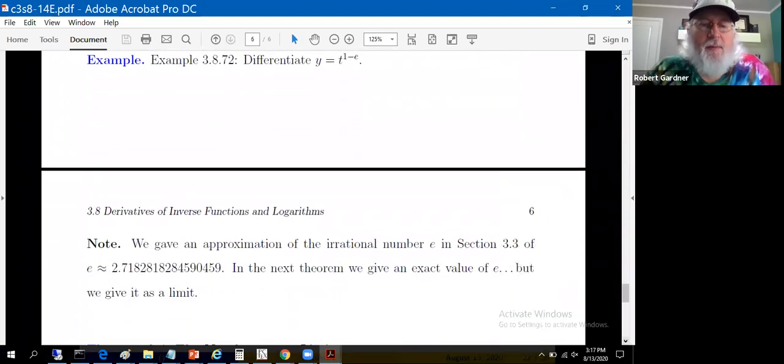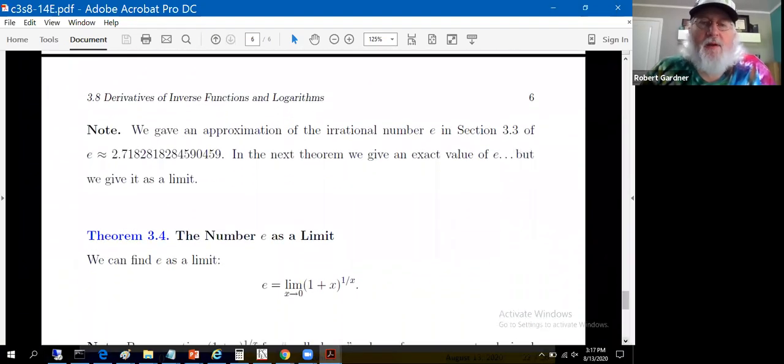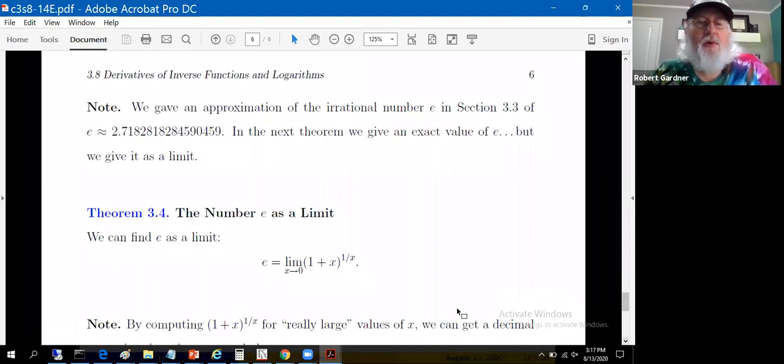Nearing the end, a little observation about this number e. We gave an approximation of the irrational number e in section 3.3 of approximately 2.71828182845 and some stuff. Where'd this come from? And even this is an approximation. It's an irrational number, so it has an infinite decimal expansion with no repetition and no termination of the decimal expansion. That's what irrational numbers look like as decimals.